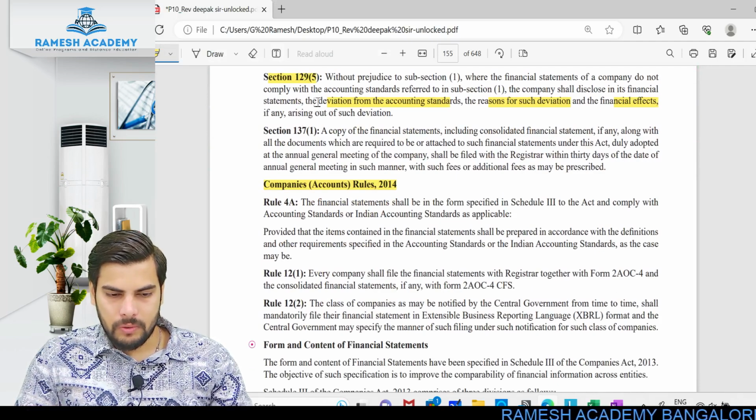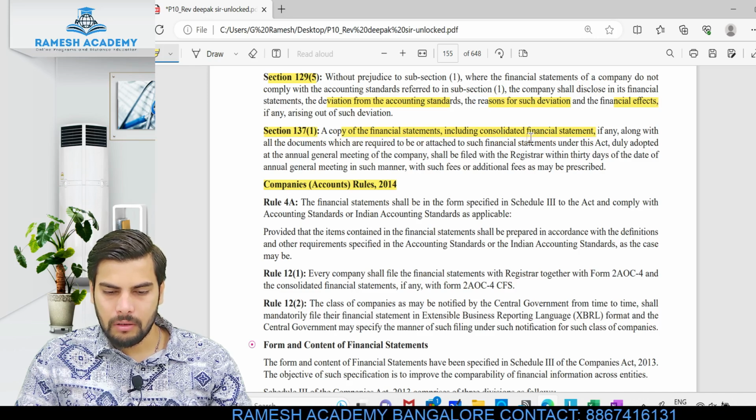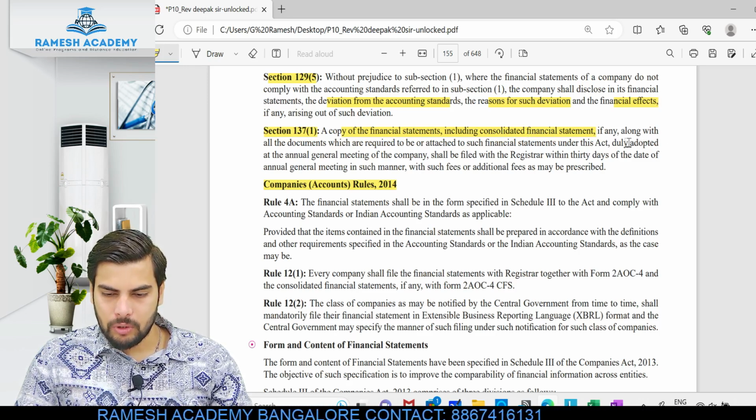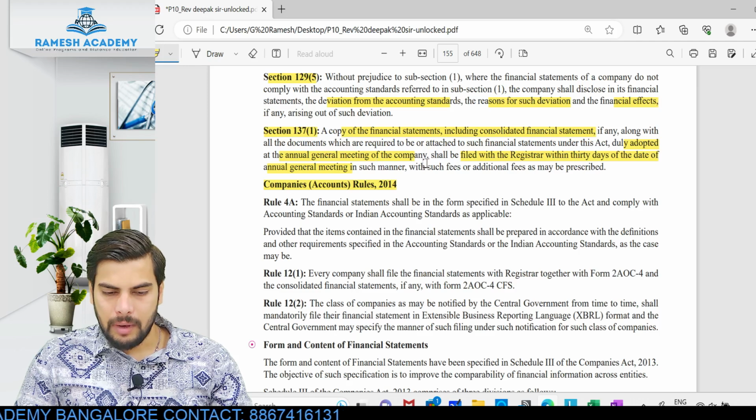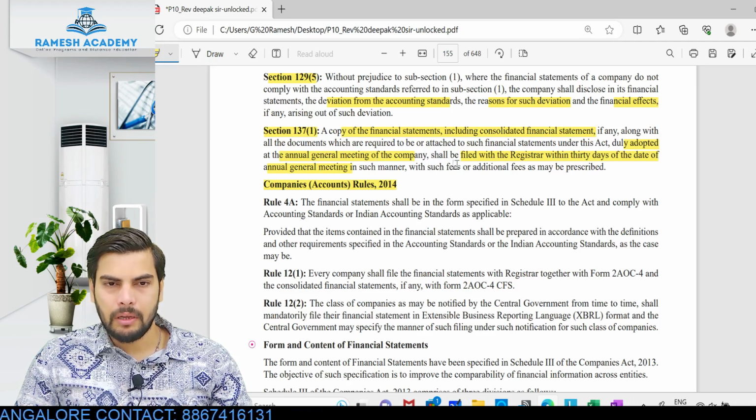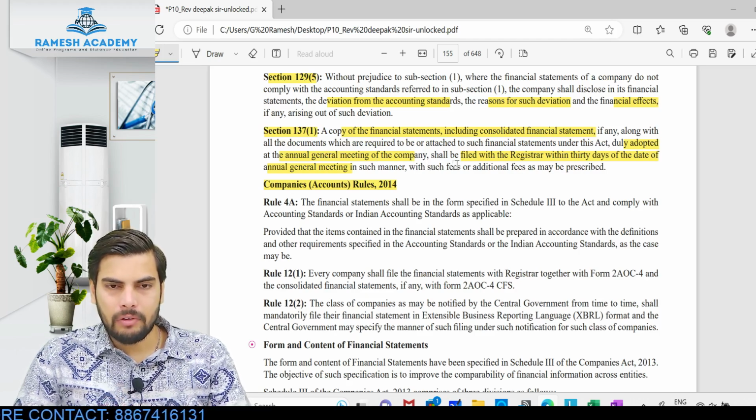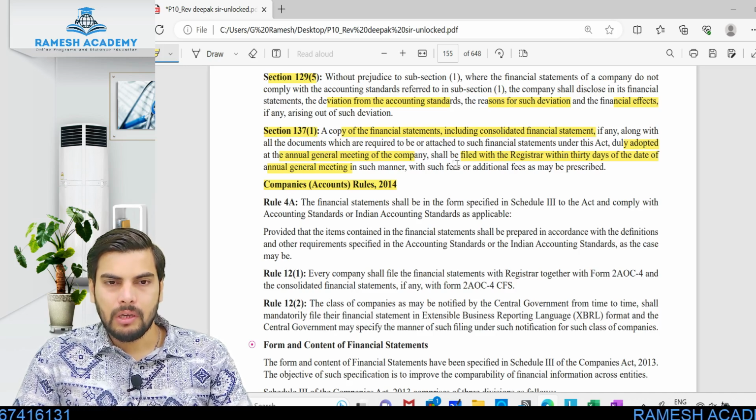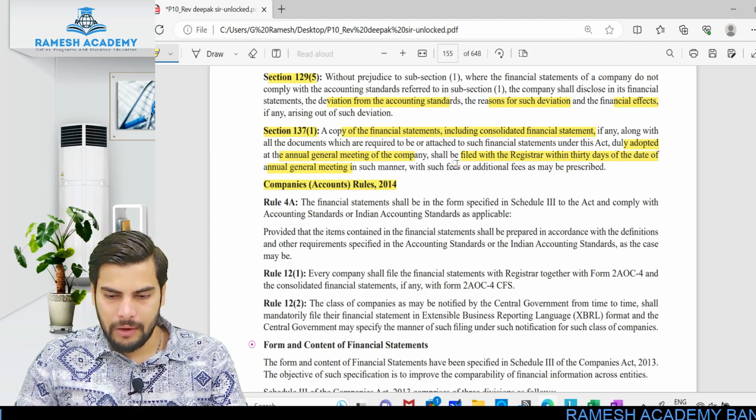That's all with respect to 129, then we have got 137 subsection 1. A copy of financial statement including consolidated financial statement, if any, along with all the documents which are required to be attached or forming part of such financial statement, duly adopted at the annual general meeting, shall be filed with the registrar within 30 days of the date of annual general meeting, in such a manner with such fee and additional fee as may be prescribed. So they are just talking about submission of these annual return, or financial statement with the registrar of the companies. So within what period? Within 30 days from the date of conclusion of annual general meeting.